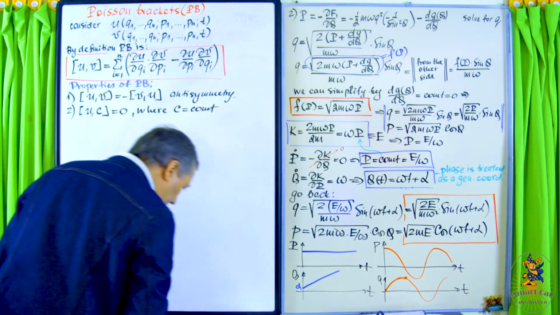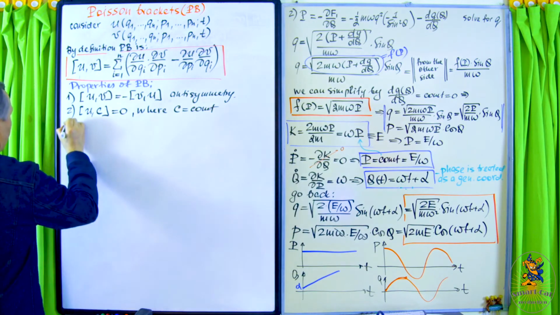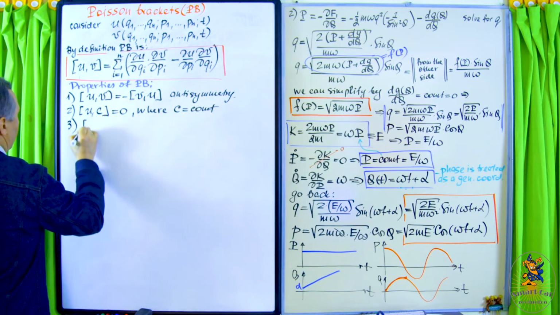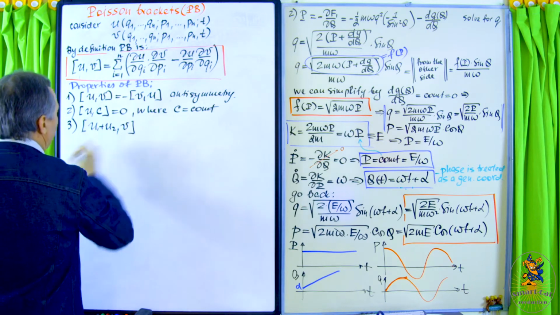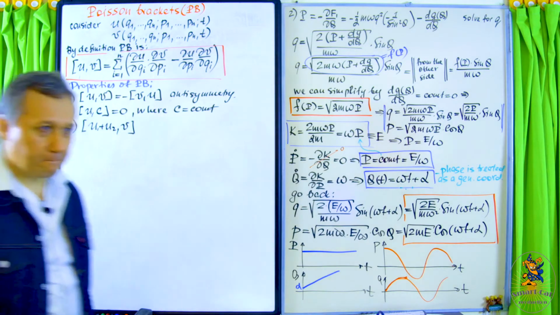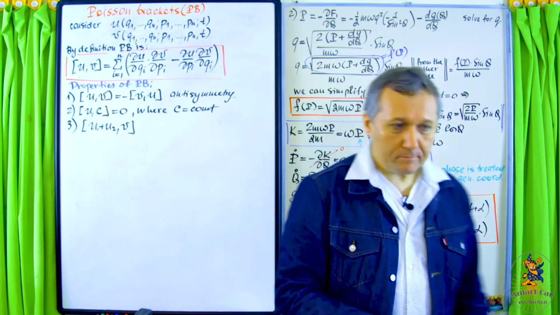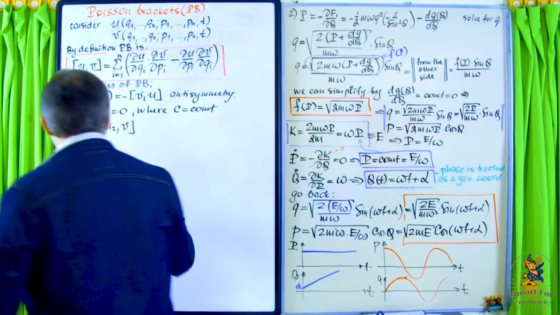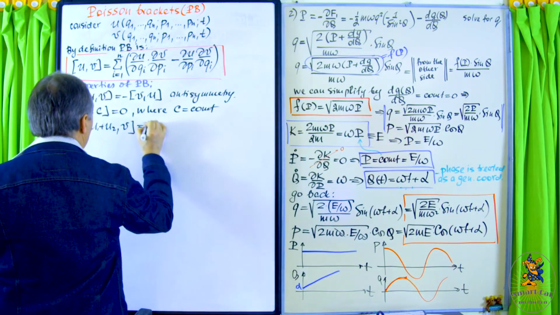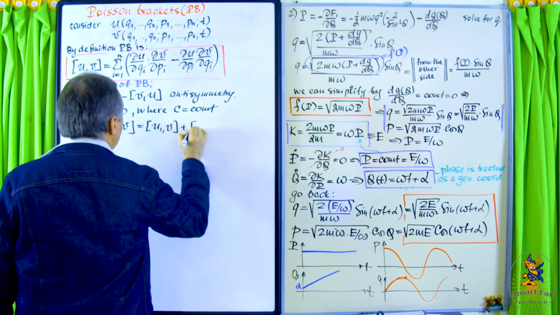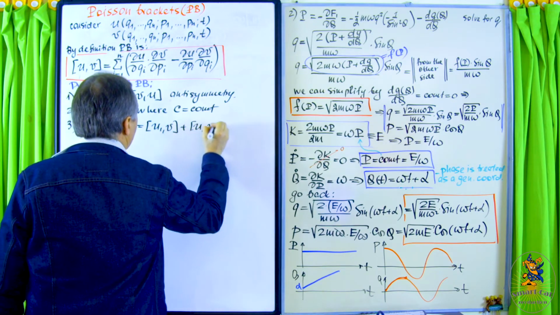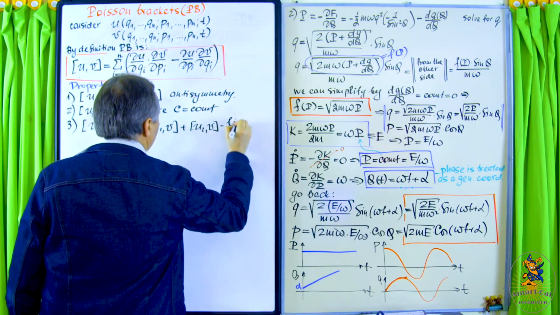So then what? Linearity. Number 3. What if you have u1 plus u2 and you bracket it with v? It will obviously be the bracket of u1 and v plus the bracket of u2 and v. Linearity.